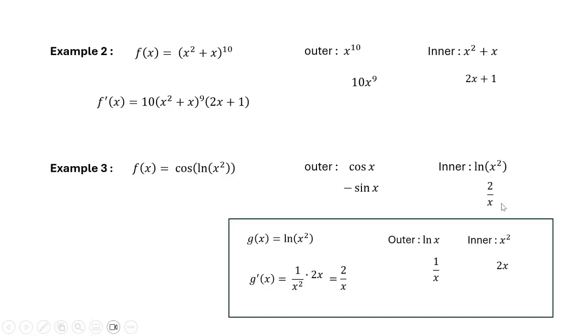So back to our original problem here, f of x. Now that we have our outer, inner, and their derivatives, you ready? The derivative of the outer, but evaluated at the inner. So I'm plugging ln of x squared into minus sine. But don't forget to multiply by the derivative of the inner.